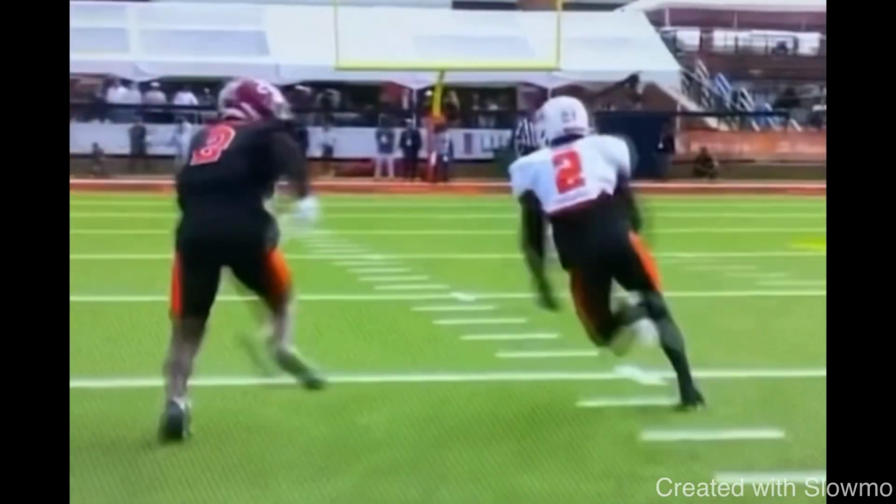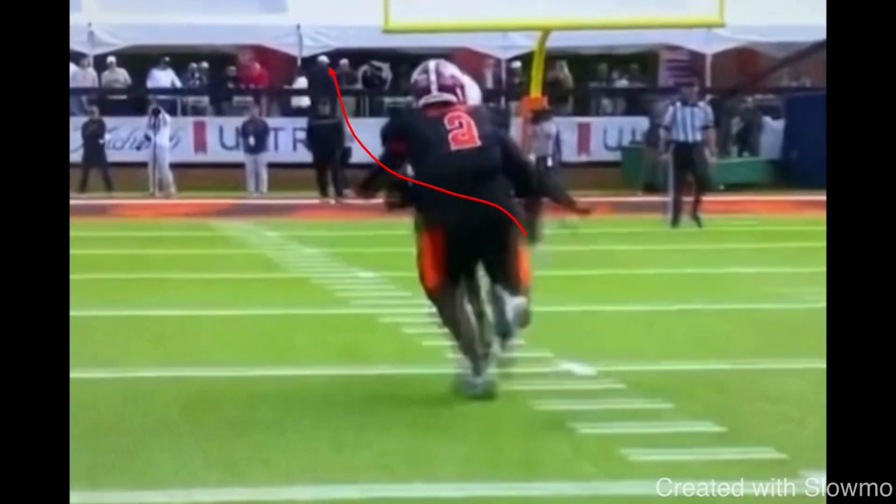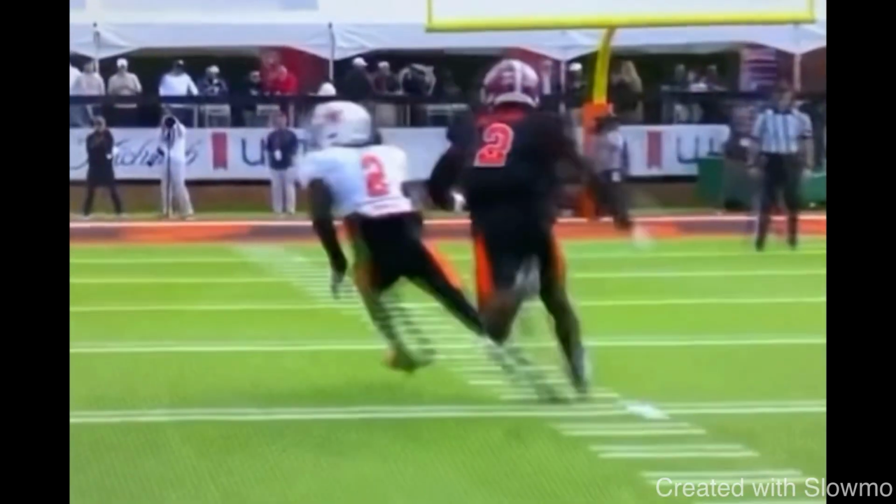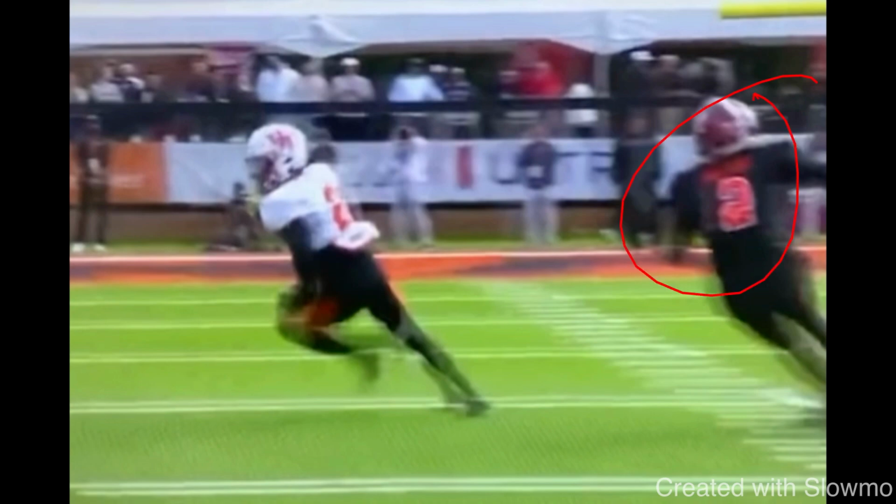Now, I know what some of you are thinking: if I take this inside release right here, well, what if I'm not able to stack him? Because Tank Dell runs this great because he's able to stack the DB. Stacking means when you're right over the top and this DB is trailing your hips. He's essentially running behind you. So now you could give him a hard fake inside, right? You give him a hard fake, this DB bites, and then we got all this space with separation. That's easy money.